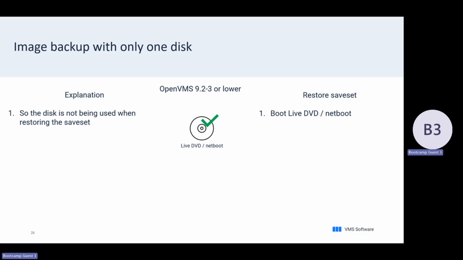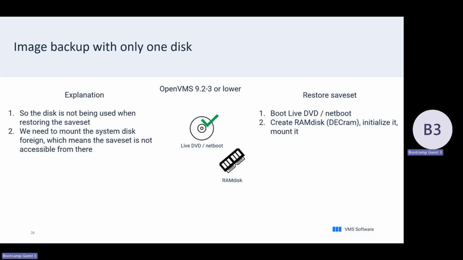Do the same thing, do a netboot for the same reason. Then we mount the system disk where? Oh, no, sorry. We again create a RAM disk. We need to have that because we need to copy back the safe set from our system disk. And of course, we can't access that safe set if our system disk is not mounted.